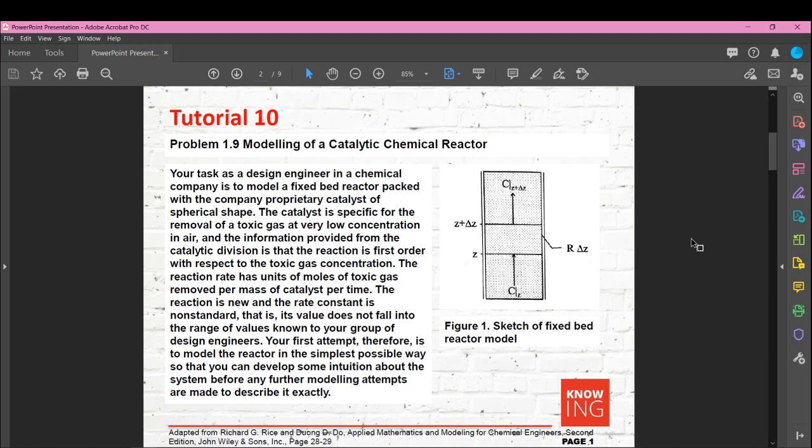The reaction rate has units of moles of toxic gas removed per mass of catalyst per time. The reaction is new and the rate constant is non-standard, that is, its value does not fall into the range of values known to your group of design engineers. Your first attempt, therefore, is to model the reactor in the simplest possible way so that you can develop some intuition about the system before any further modeling attempts are made to describe it exactly.